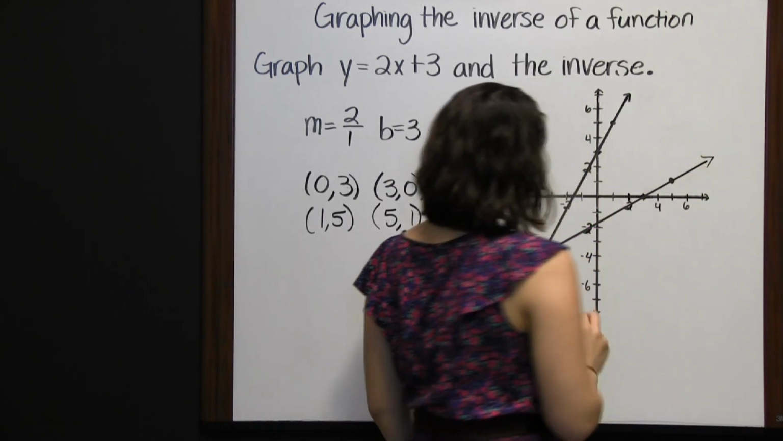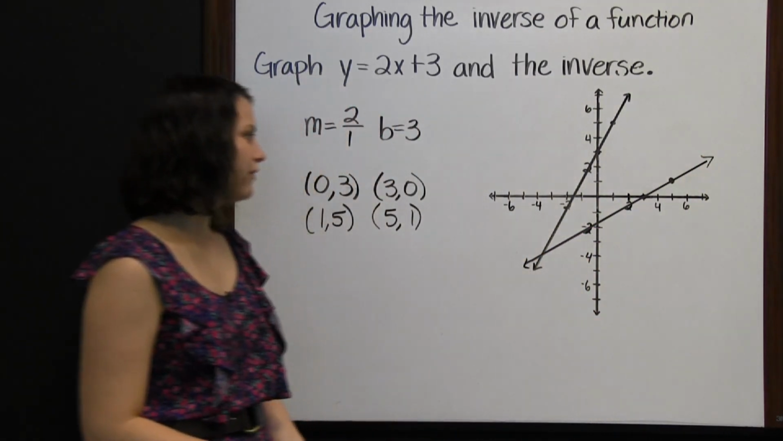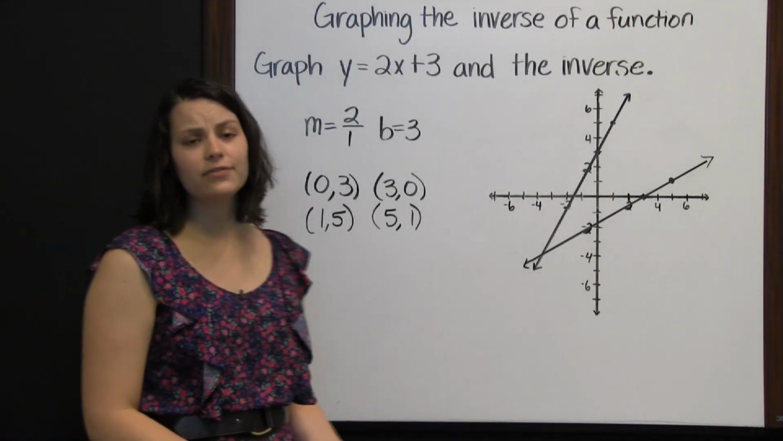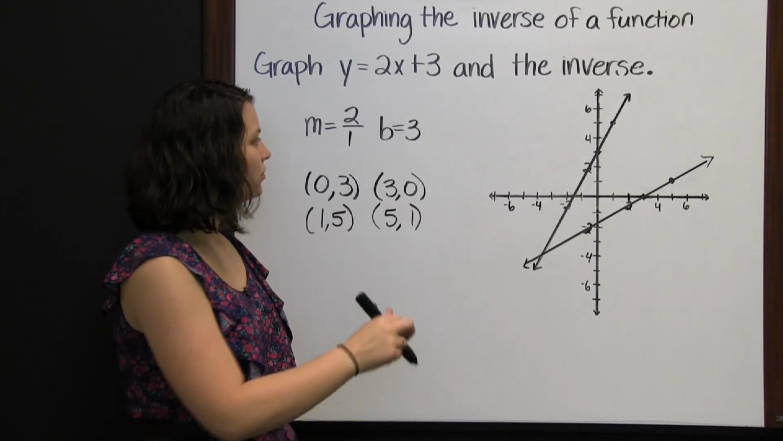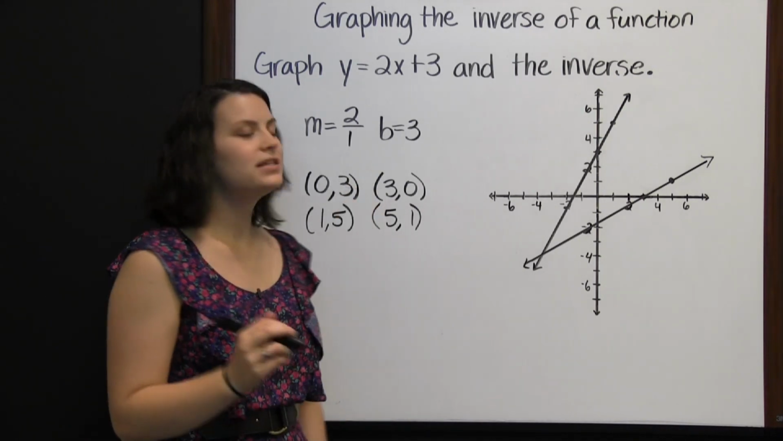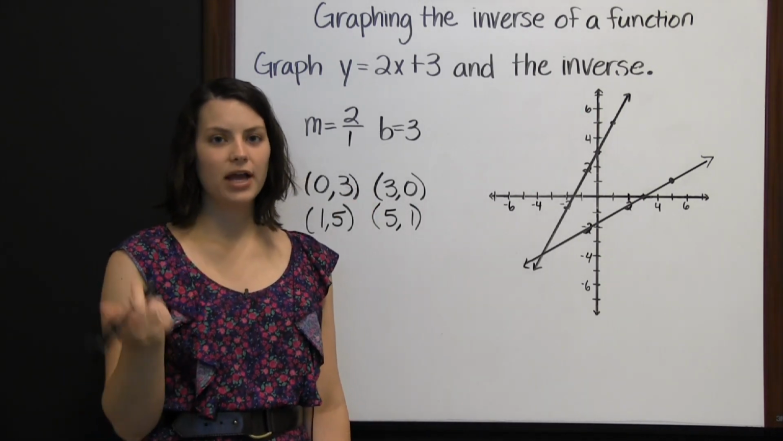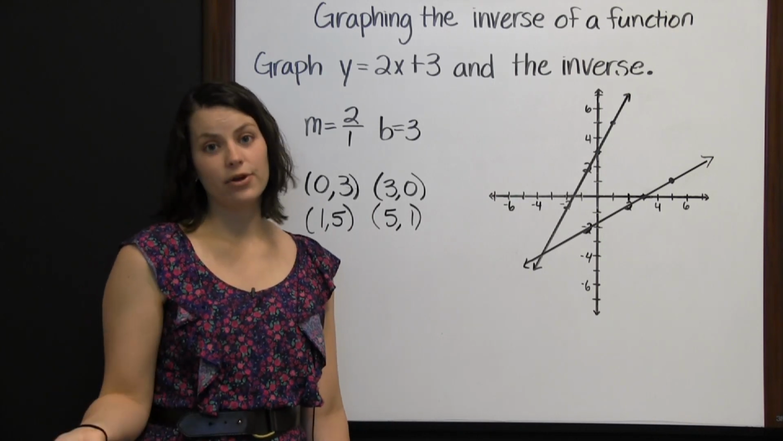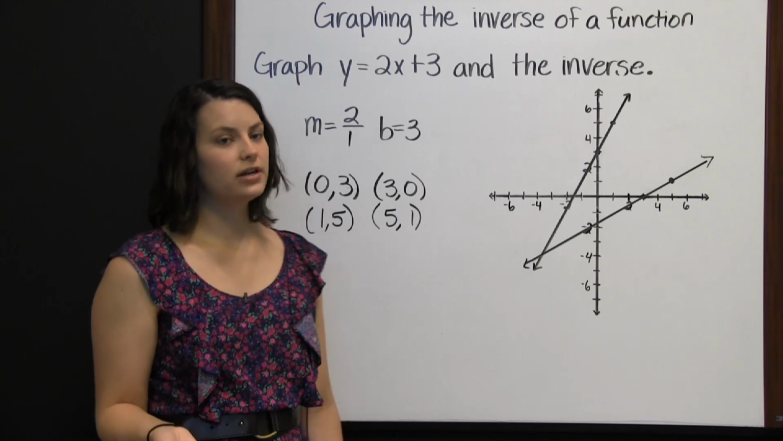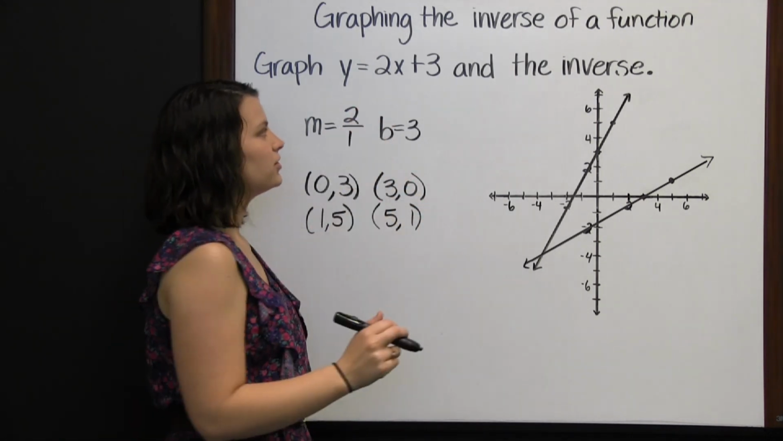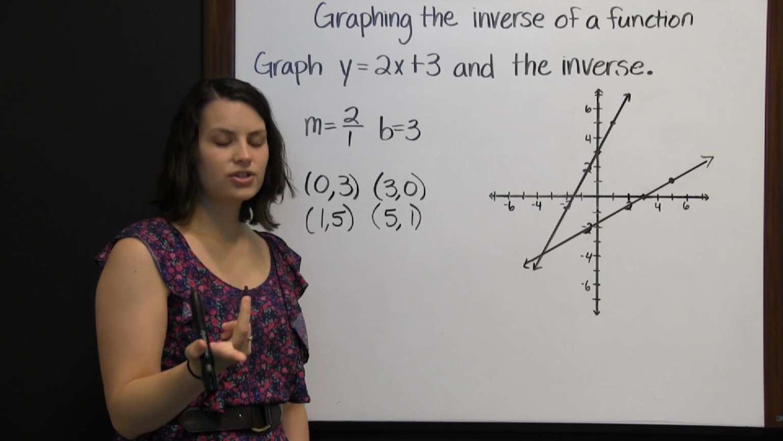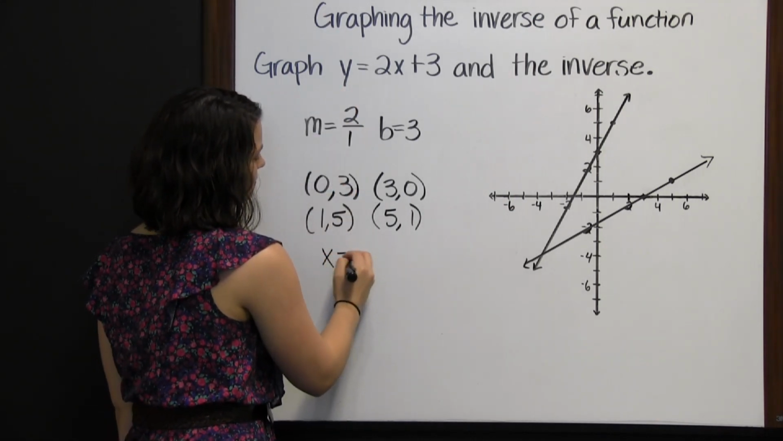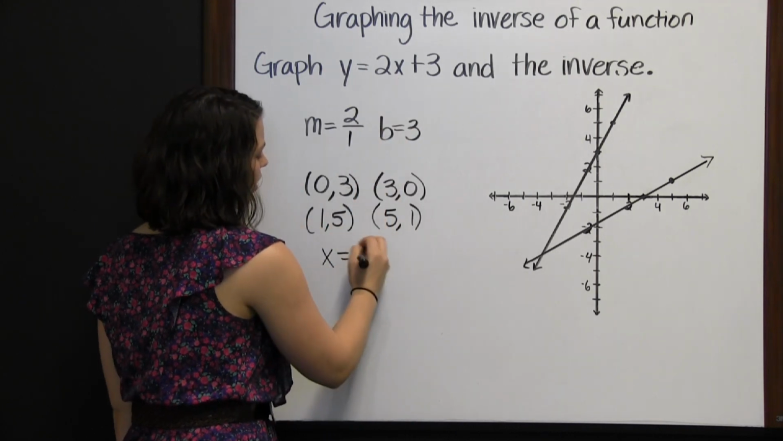And put arrows on the end to signify that it goes on and on and on forever. Now that's one way to graph an inverse function, to graph the original and then take the ordered pairs from the original and switch them. The other way to graph an inverse function is to take the original function and again switch the x and y. So the y becomes x and the x becomes y.